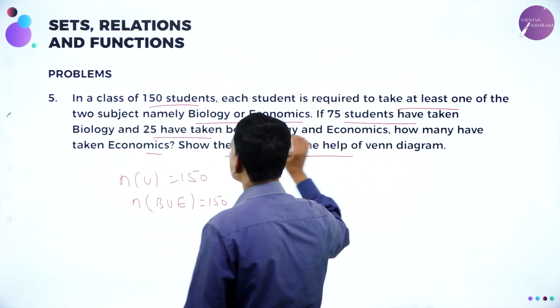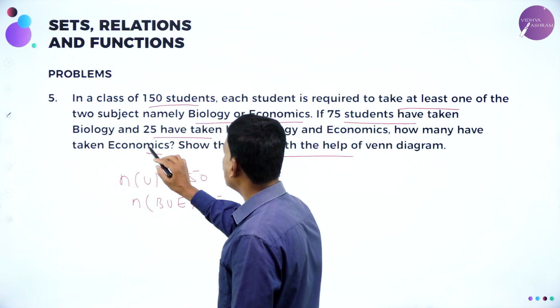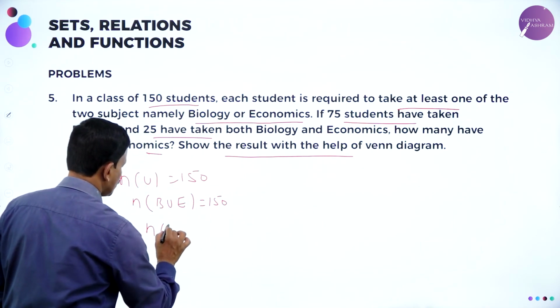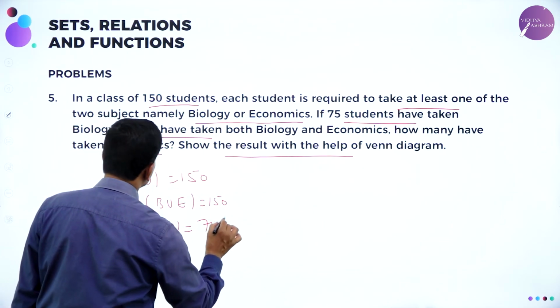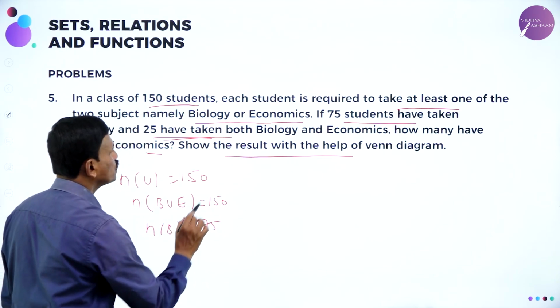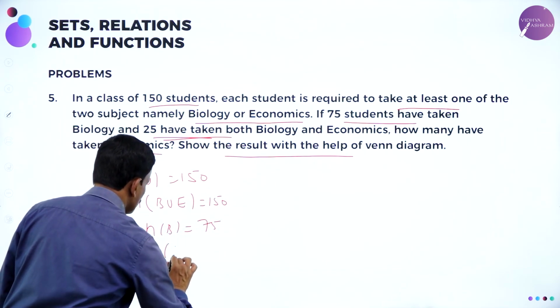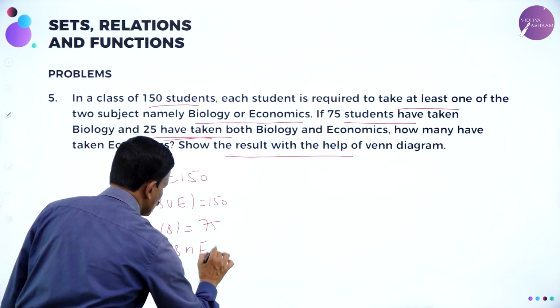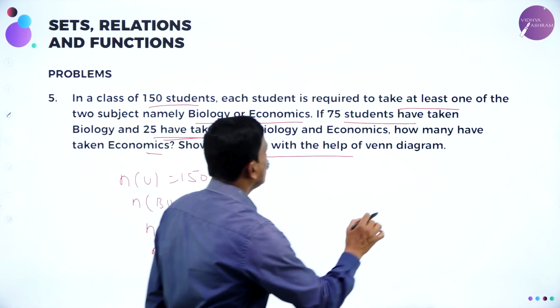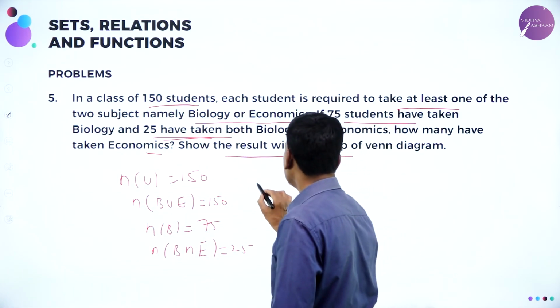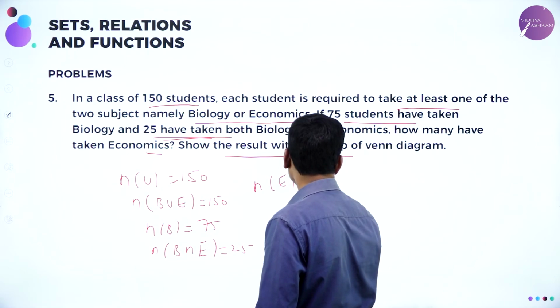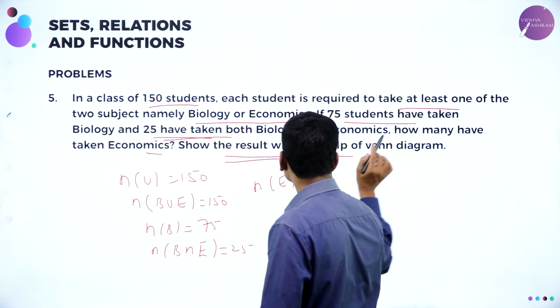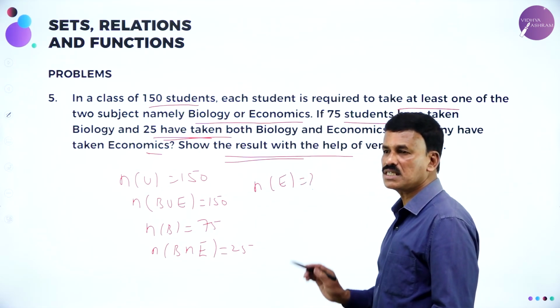The number of students who have taken biology is 75. 25 have taken both biology and economics, so n of B intersection E is 25. How many have taken economics? n of E is to be found, and we show the result in a Venn diagram. That is the given problem.